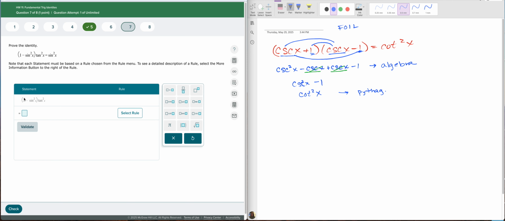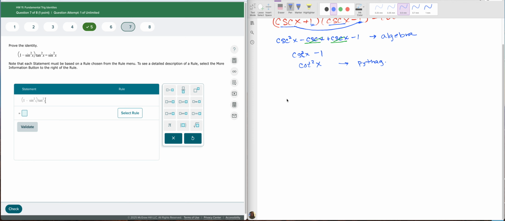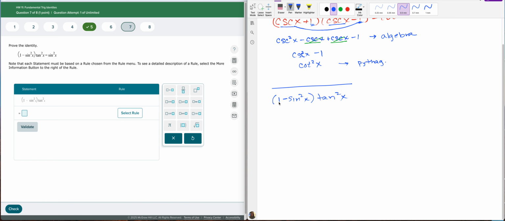Okay, so I see a lot of squared functions here, so I'm thinking we're probably going to use those Pythagorean identities. Let me start by just jotting this down. Again, I'm going to work on the more complicated side of the identity. I know that the Pythagorean identity is sine squared x plus cosine squared x equals 1. So 1 minus sine squared x is equal to cosine squared x. So I can make that replacement. Cosine squared x replaces this, and that's a Pythagorean identity.